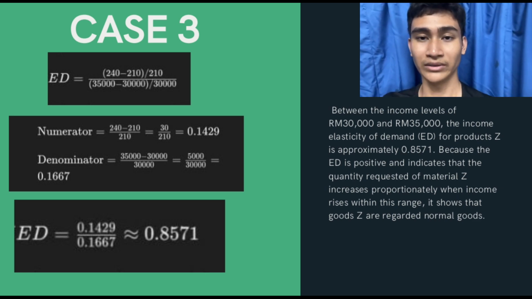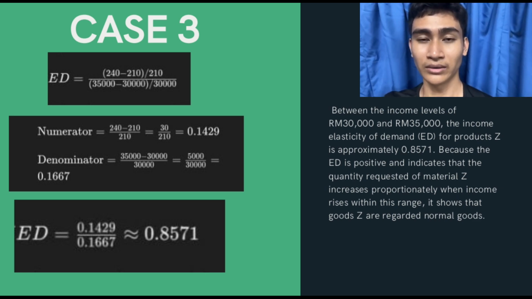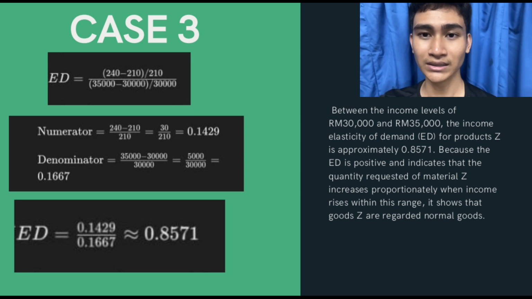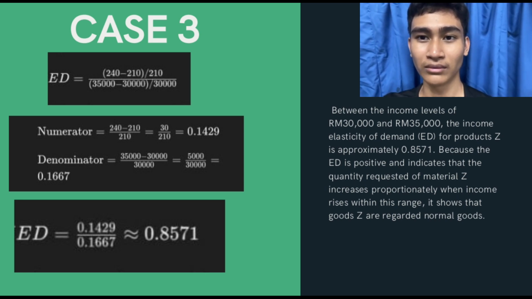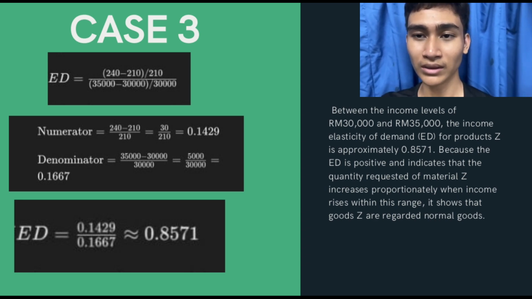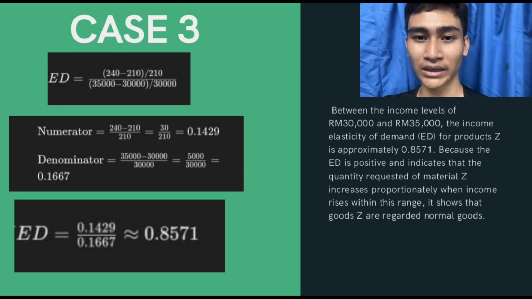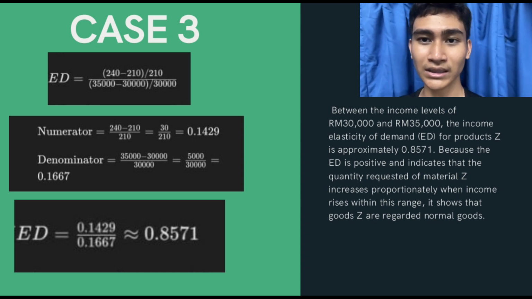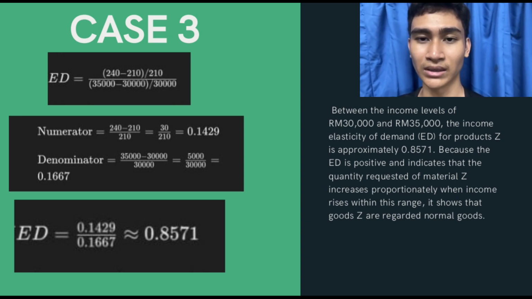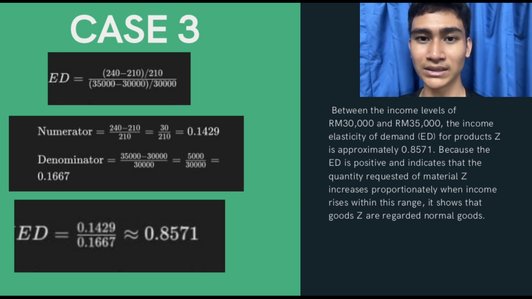So we'll start with case 3, elasticity of demand. The first calculation is 240 minus 210, and the second calculation is 35,000 minus 30,000. The first calculation, 240 minus 210 divided by 210, is 30 over 210, which will be 0.1429. The second calculation, 35,000 minus 30,000 divided by 30,000, equals 5,000 divided by 30,000, and it will equal 0.1667.